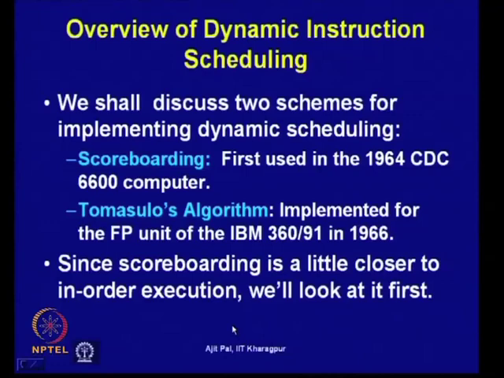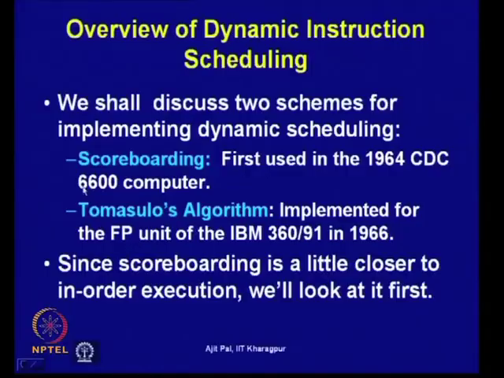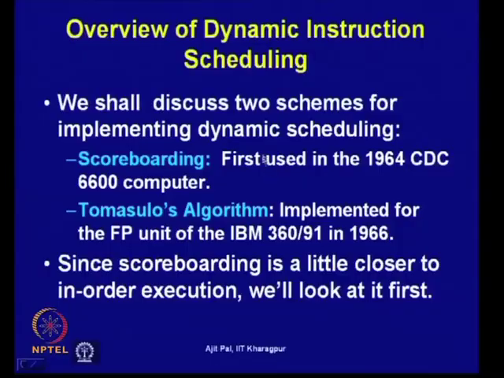And there are two popular schemes available for dynamic instruction scheduling, which were developed for two very popular processors. The first one is known as scoreboarding. This scoreboarding was first used back in 1964. In those days there was no concept of software pipelining, and obviously the instruction level parallelism was restricted only to the basic block. And in those days cache memory and other things were also not present. Even so, they developed a technique known as scoreboarding, and that was done for the CDC 6600 computer.